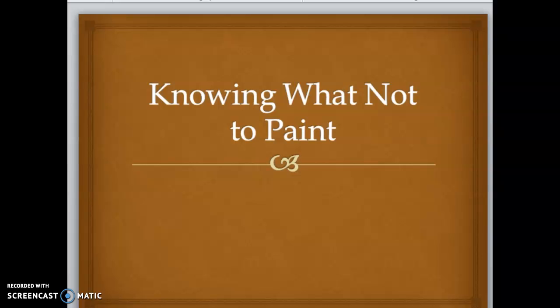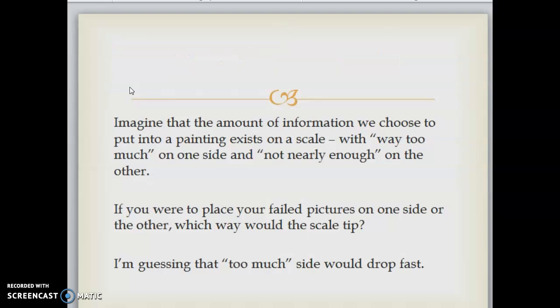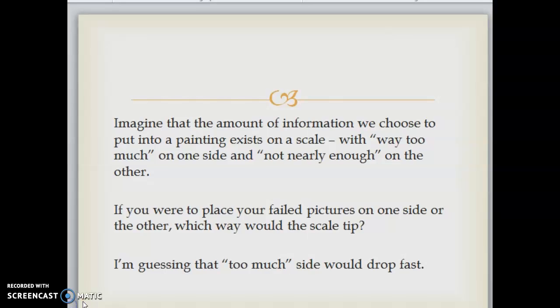Today we're talking about knowing what not to paint. Imagine that the amount of information we choose to put into a painting exists on a scale, with way too much on one side and not nearly enough on the other. If you were to place your failed pictures on one side or the other, which way would the scale tip? I'm guessing that too much side would drop fast. If so, you're in the great majority. If not, I salute you.